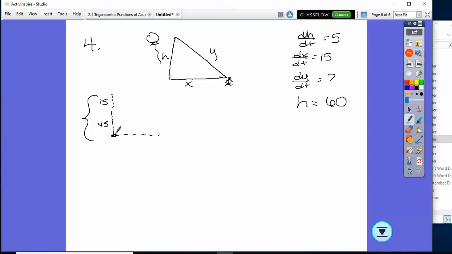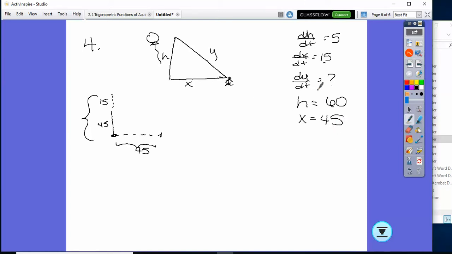The boy was right here. He's riding for 3 seconds. We know that he's going 15 feet per second. So in 3 seconds, how far has he traveled? 45. So we're looking at the instant when the height is 60 and his distance is 45.